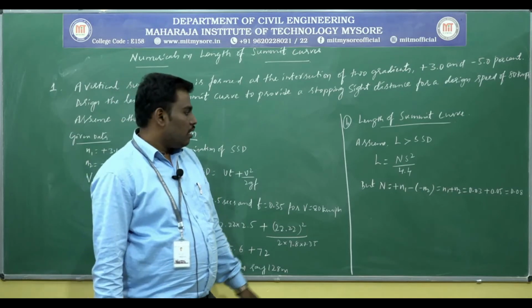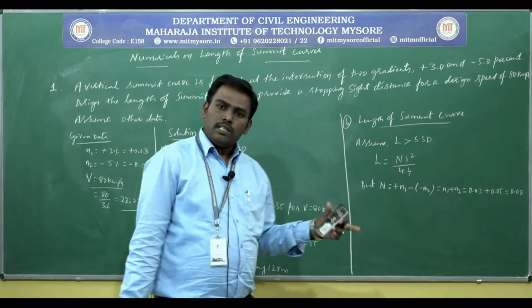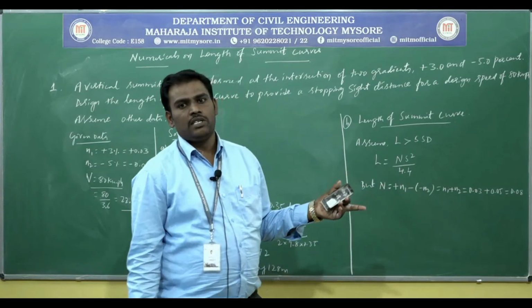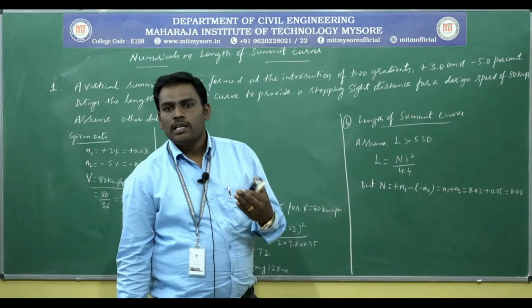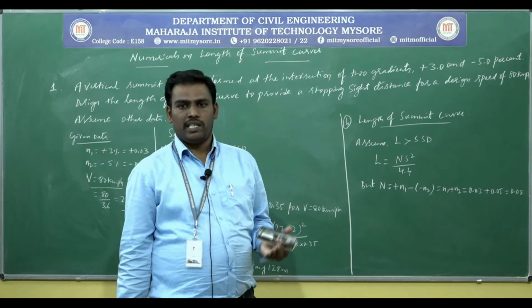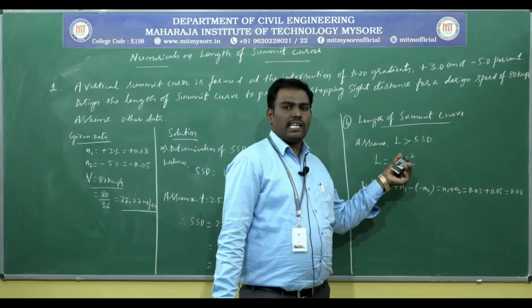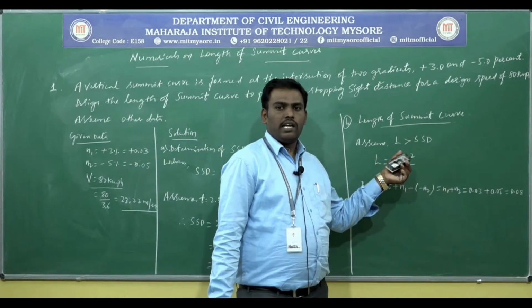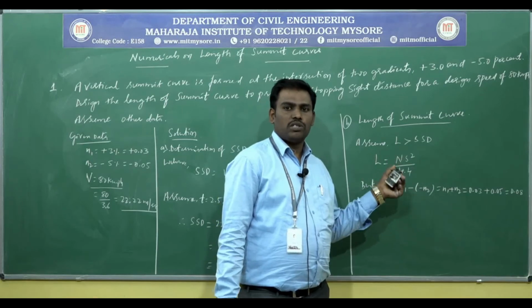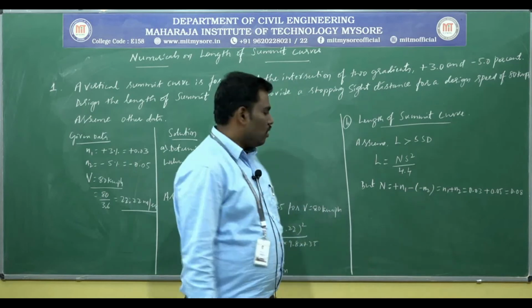Majority of people are going to make the mistake here only. They sum up the gradients in terms of percentage itself, 3 plus 5, you may get 8 percent like that. Don't compute the deviation angle N in terms of percentage. Always you should use it in terms of fraction. You may get about 0.08.